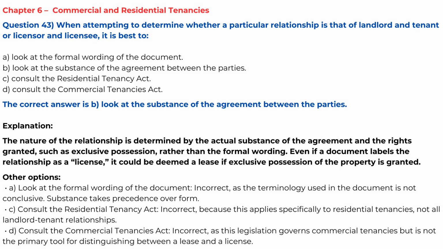Even if a document labels the relationship as a license, it could be deemed a lease if exclusive possession of the property is granted. Other options. A. Look at the formal wording of the document. Incorrect, as the terminology used in the document is not conclusive. Substance takes precedence over form.